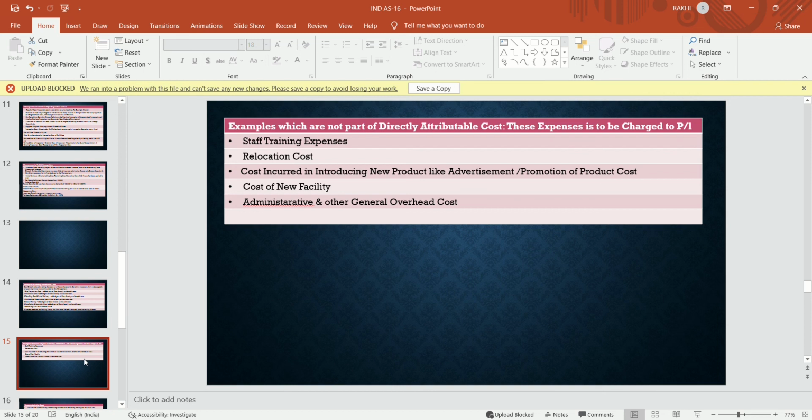Advertisement and promotion of a new product. The company has launched a new product and has incurred some expenses related to advertisement and promotion of that product. That cost is to be charged to P&L, not added to the cost of machinery. Administrative cost, any other general overhead cost, all are expensed off, not added to the cost of the respective assets.